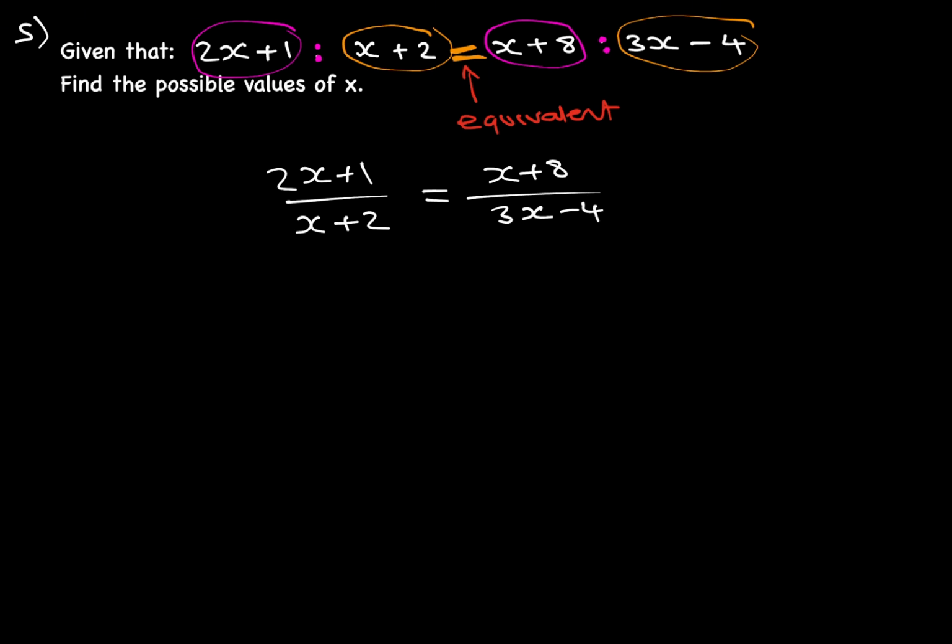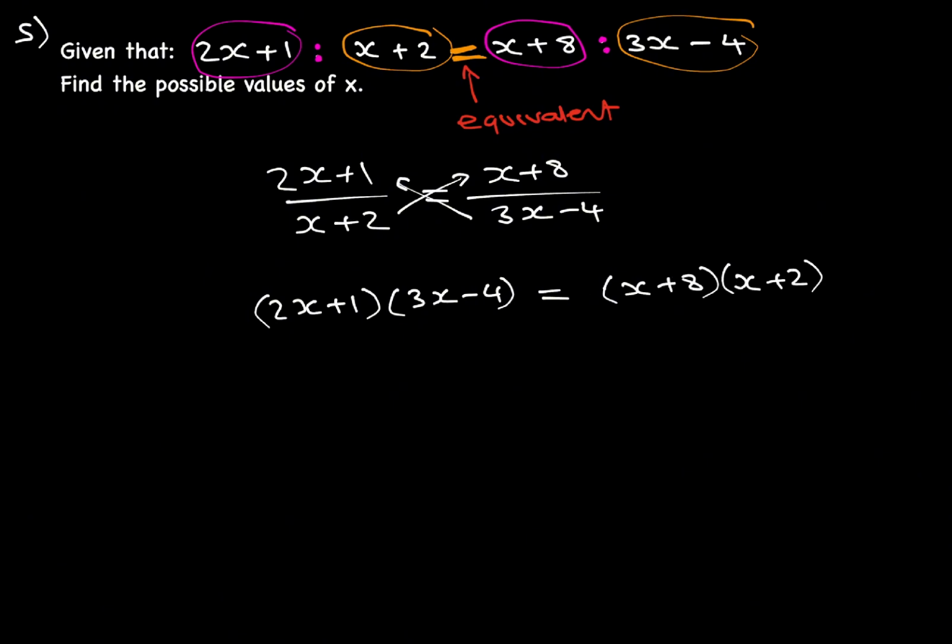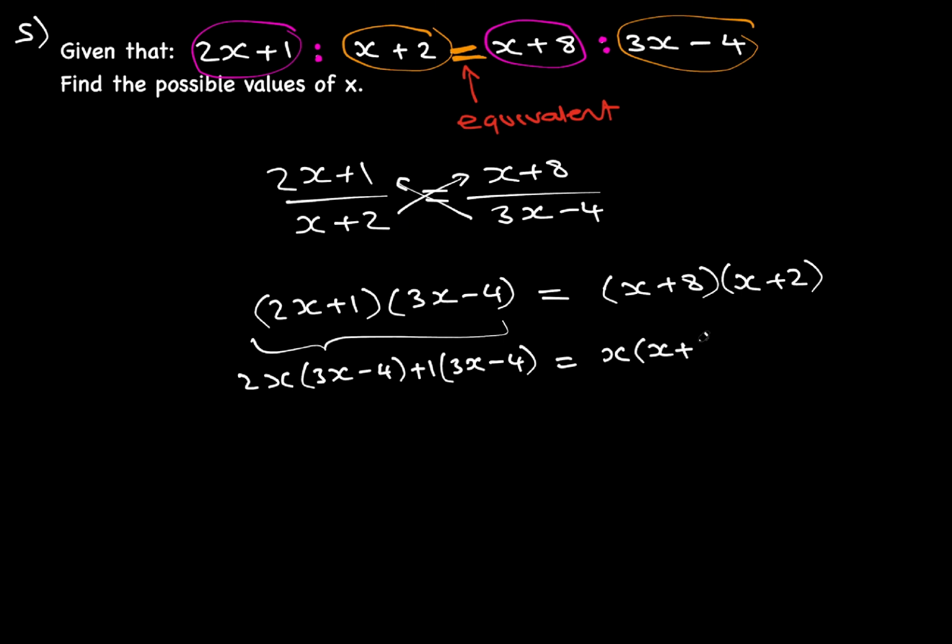Now you can solve these algebraic fractions by first getting rid of the denominators. So I'm just going to cross multiply. I'm going to end up with 2x plus 1 brackets 3x minus 4, and that's going to equal x plus 8 brackets x plus 2. I'm going to expand the left hand side. So I've got 2x brackets 3x minus 4 times by positive 1, add positive 1 brackets 3x minus 4, which is equal to x brackets x plus 2 plus 8 brackets x plus 2. And now I'm just going to expand as I normally would.